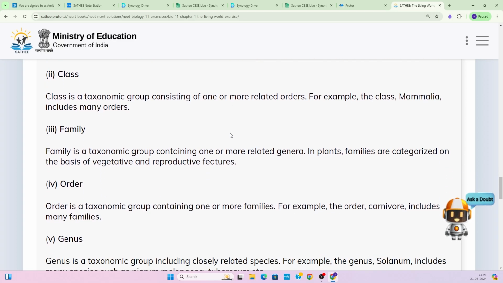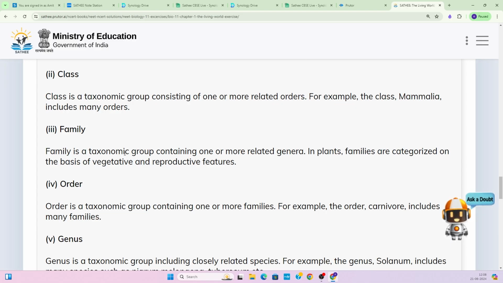Then, what is class? Class is a taxonomic group consisting of one or more related orders. It covers one or more related orders in it. For example, the class Mammalia includes many orders.